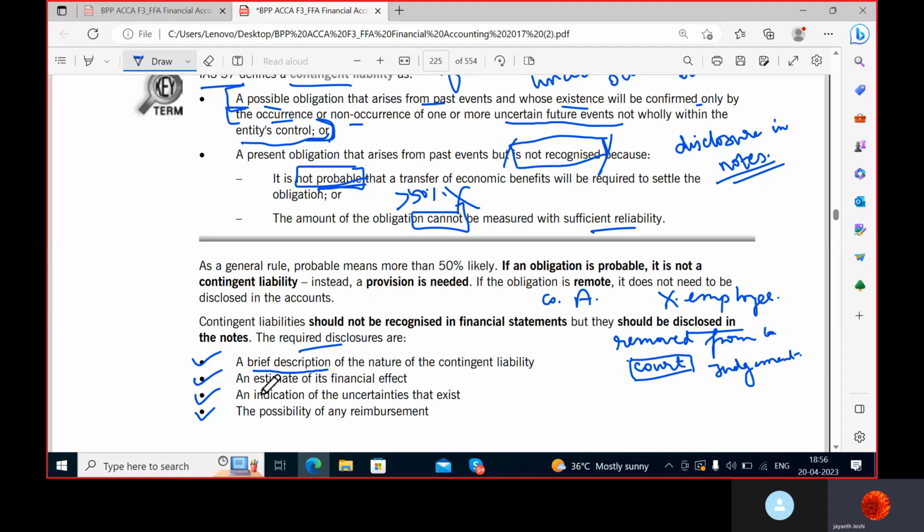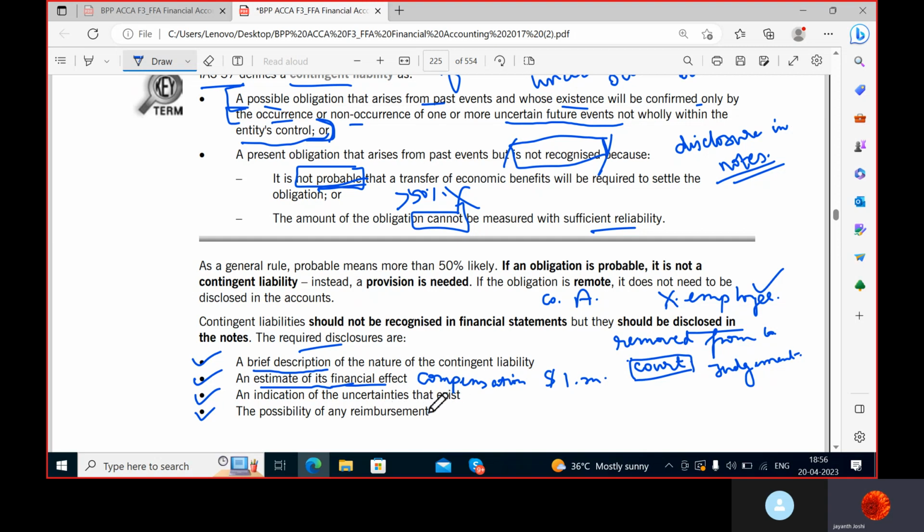Second, now what can be the estimate of financial effect? That means the compensation which is claimed by that particular employee. So he is asking for compensation of $1 million. So that is the estimate of its financial effect. Now if the judgment comes in favor of that employee, definitely the company has to immediately pay $1 million. So that's the reason they have to disclose this in the financial effect.